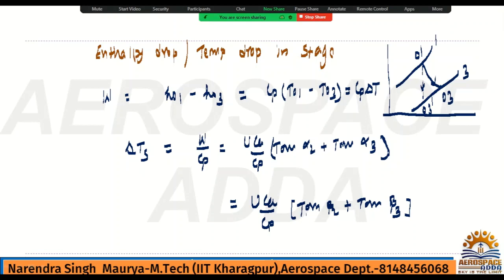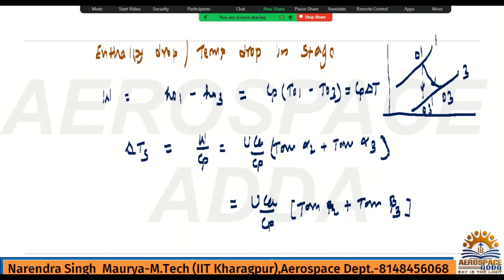Similarly, we can calculate basically what is the pressure ratio and what is the pressure drop in the stage. How we can do that? With the help of isentropic efficiency. Yes or no? The isentropic efficiency will be given to you also, okay, it will be given to you anyway. Now I hope this one is clear.